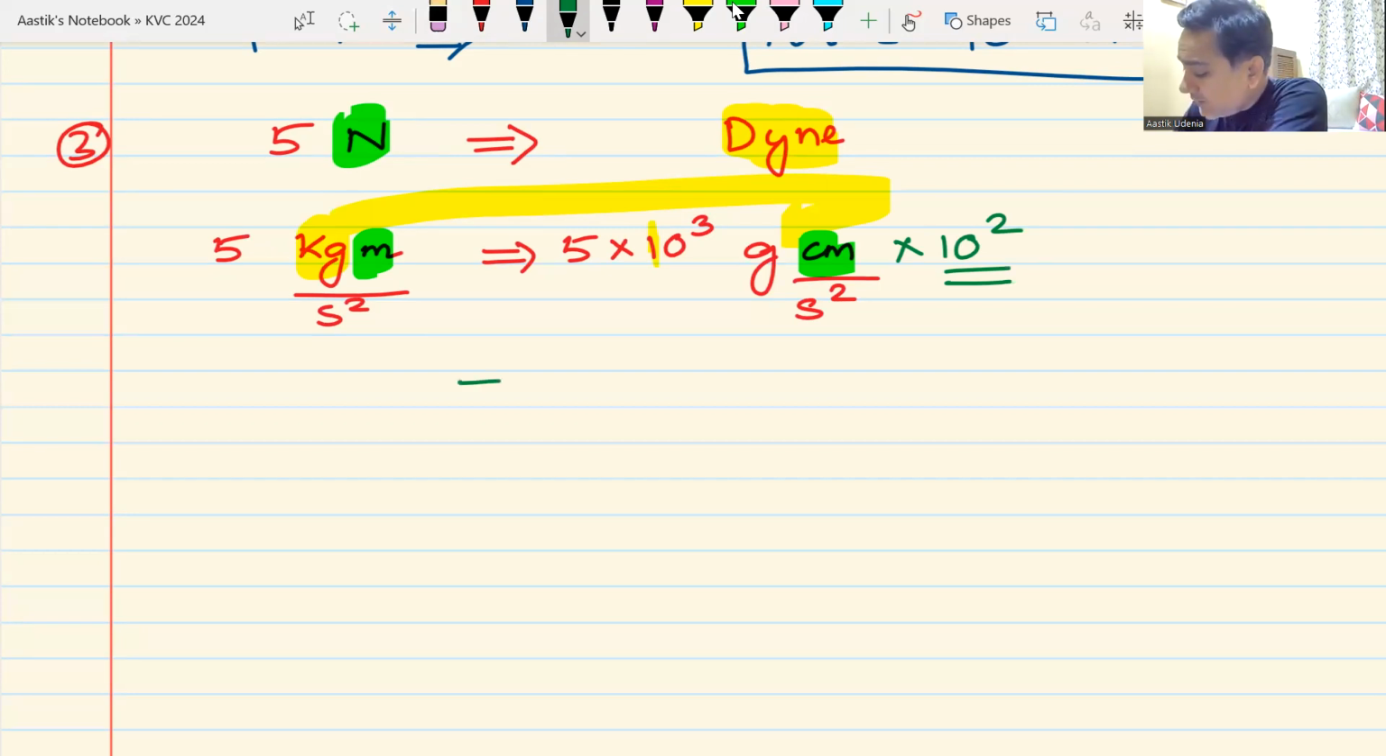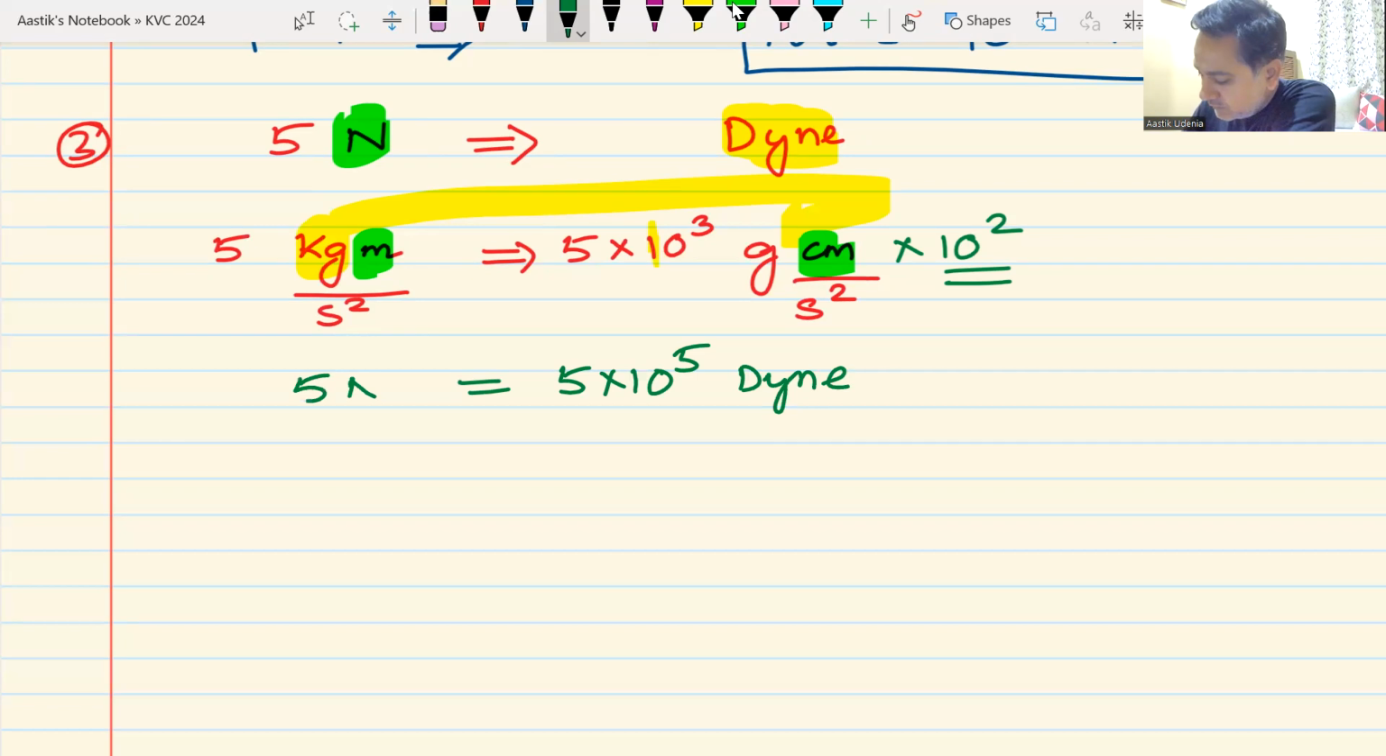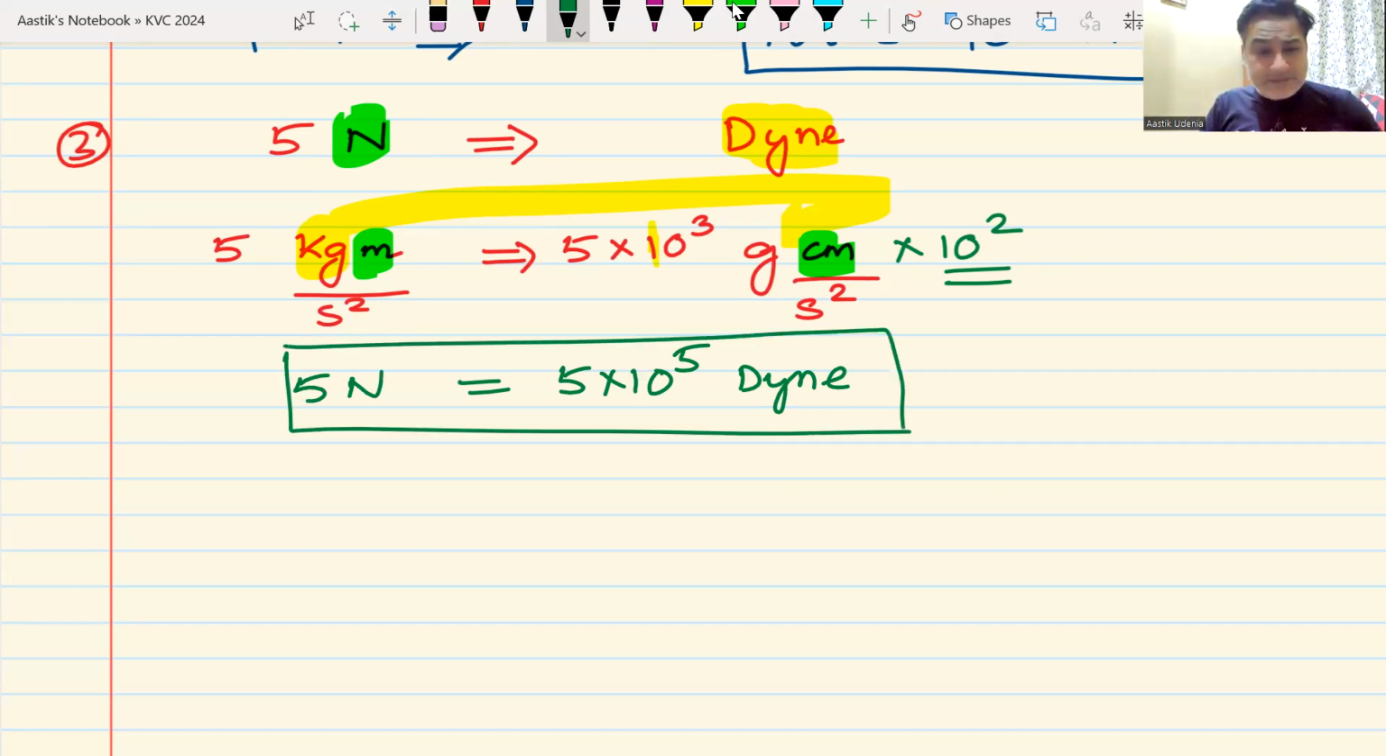So I have my final answer, 5 into 10 raised to the power 5 dyne, because that is what dyne was all about. 5 Newton is 5 into 10 raised to the power 5 dynes. Do we all understand this? Yes or no?